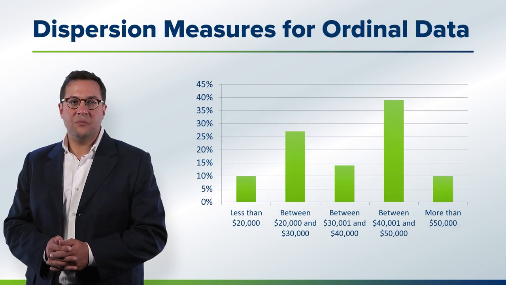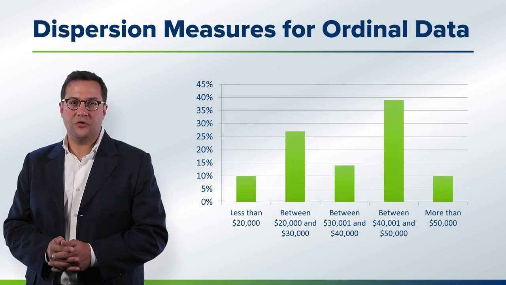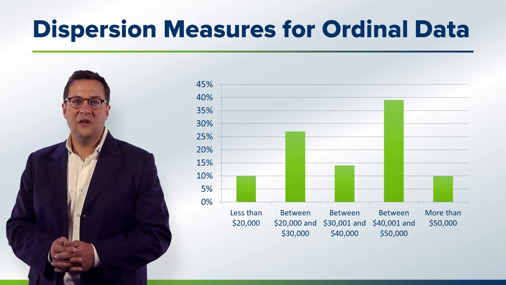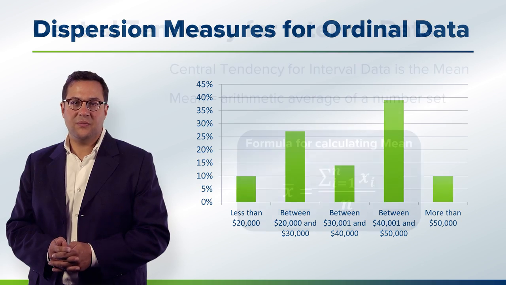Similar to nominal data, you can describe dispersion visually for such data. And so here again is a bar chart representing the responses in the data. As you can see, there seems to be some mild variation in this response.